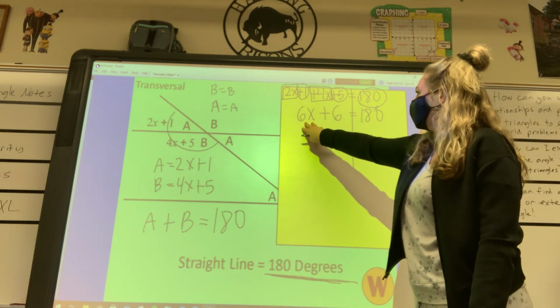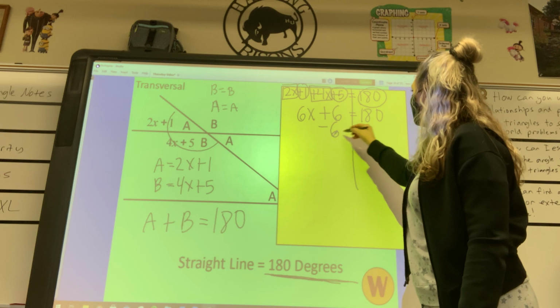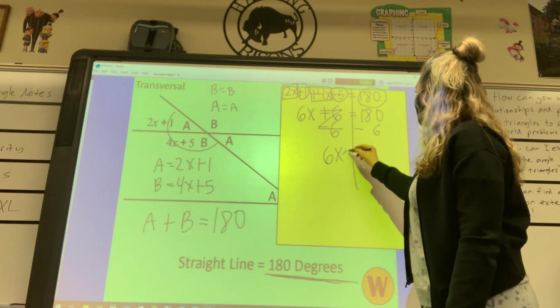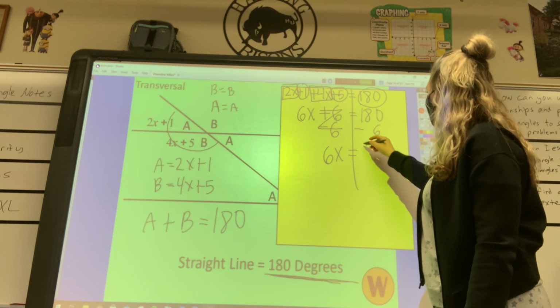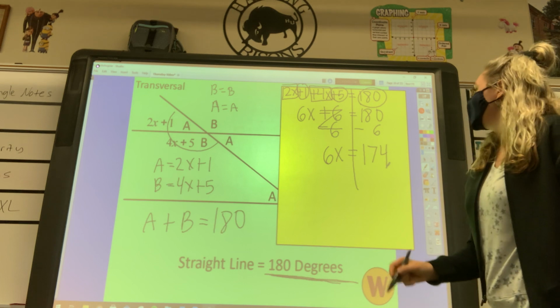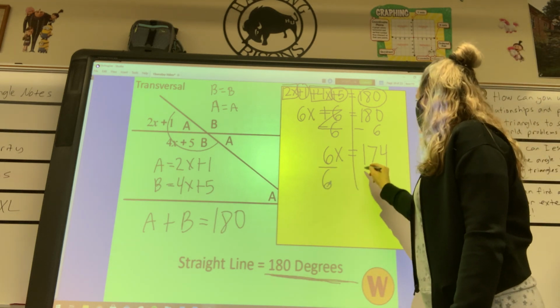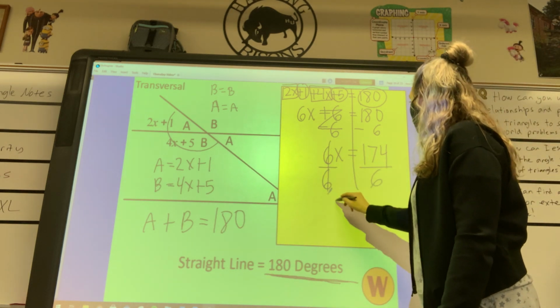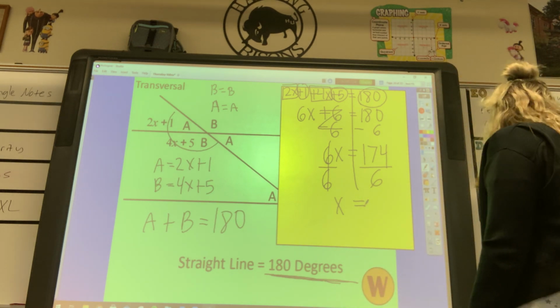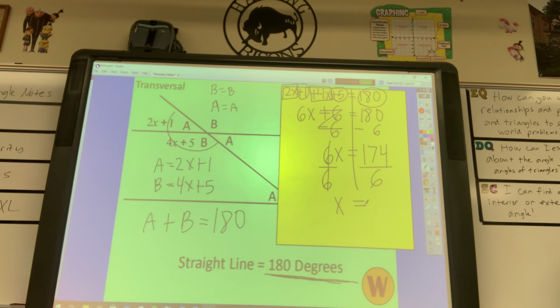Then we're still trying to get our x by itself, so we're going to have to subtract 6. This goes away, and we're left with 6x on the left equals 180 minus 6, which is 174. And the last step is to divide both sides by 6, and we're left with x equals 174 divided by 6, which is, drum roll, 29.